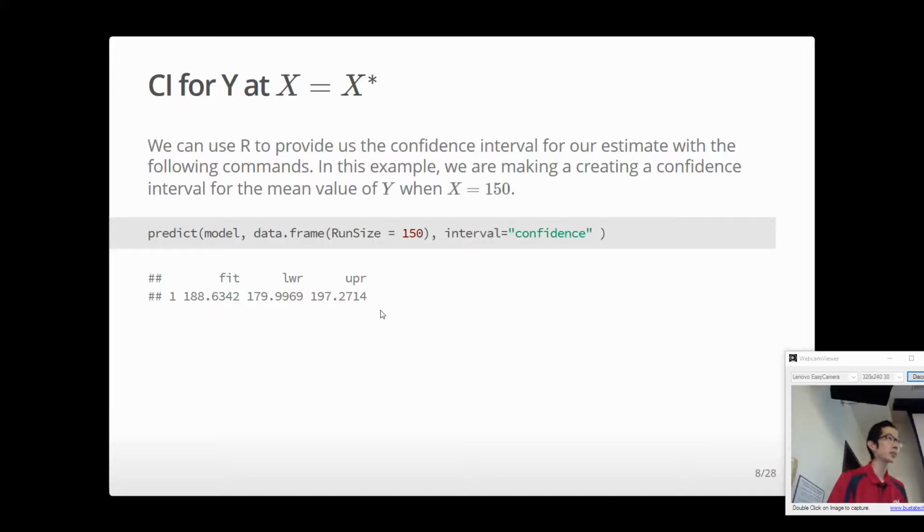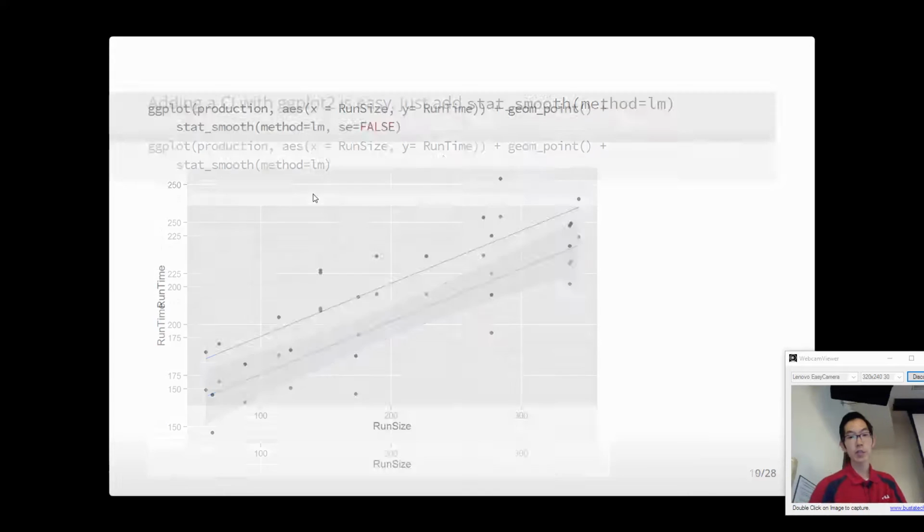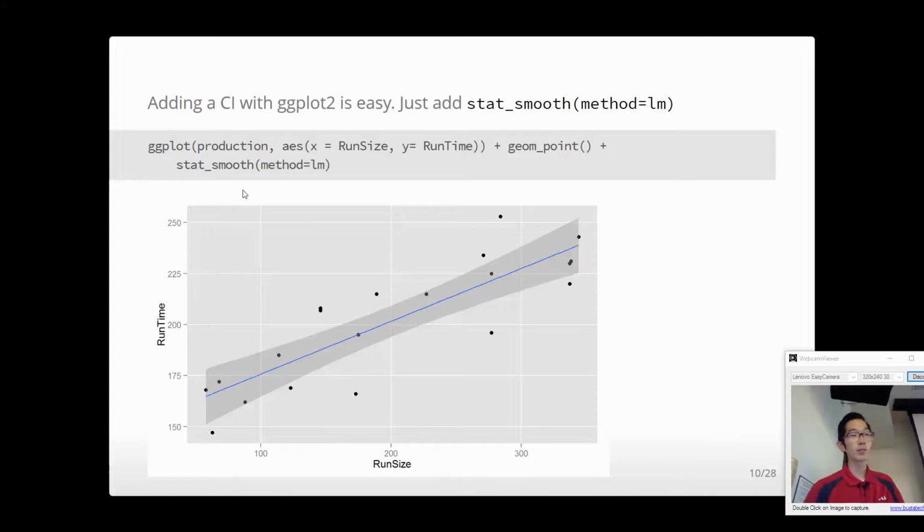Graphically, this is also implemented for us. This is just ggplot. You say take your production data where x is run size, y is run time, graph the points, and then add a smoothing line. Now if you just want the smooth line, you say SE equals false. But if you take off the SE equals false and you just say stat smooth method equal to LM, it puts in the 95% confidence interval for you. So this gray area is the 95% confidence interval.